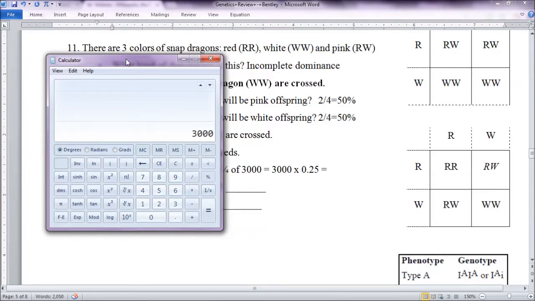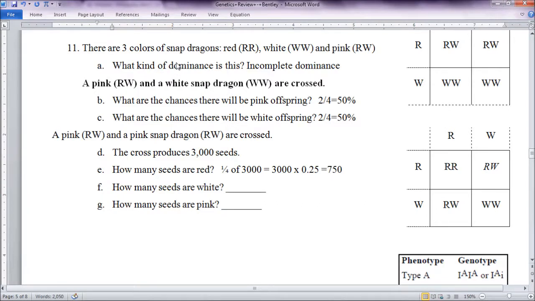That times 0.25, 750 seeds. Of the white ones, we have the same thing. So 1/4 of 3,000 equals the other 750 seeds. And I don't actually have to do this because I could just subtract 1,500, which is the sum of the reds and the whites, but I'm going to do it anyways.